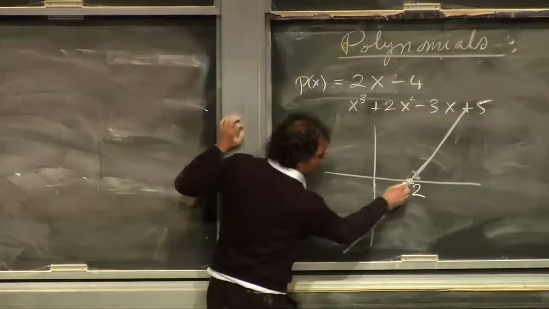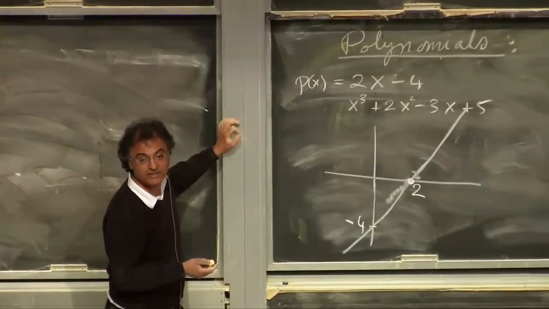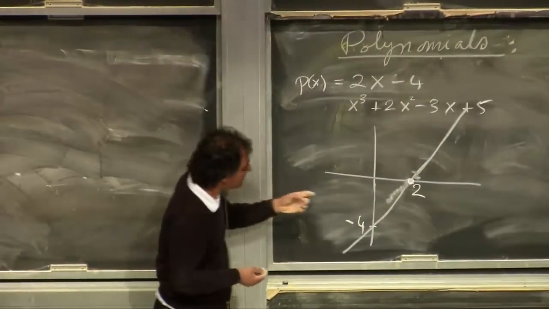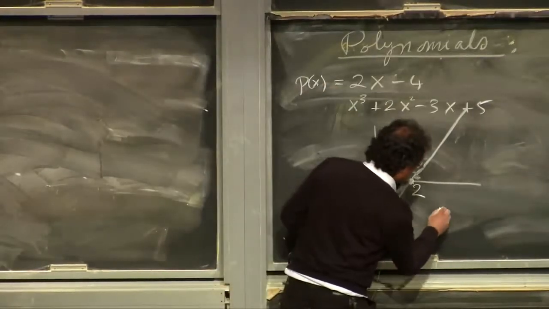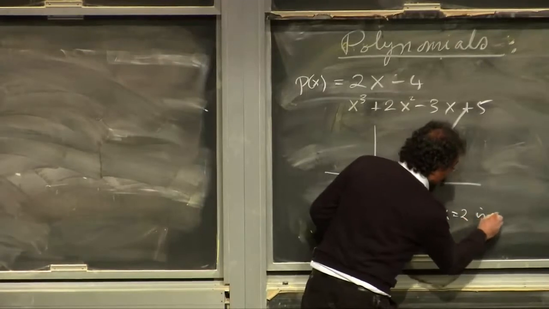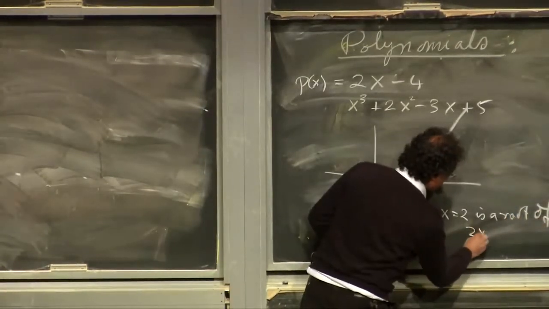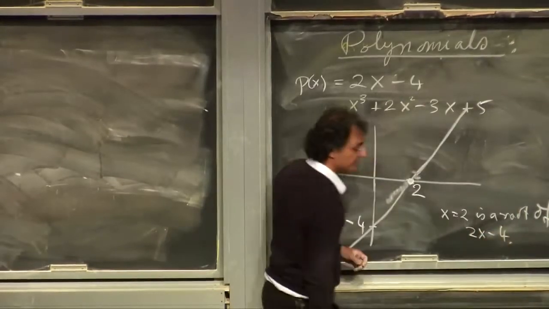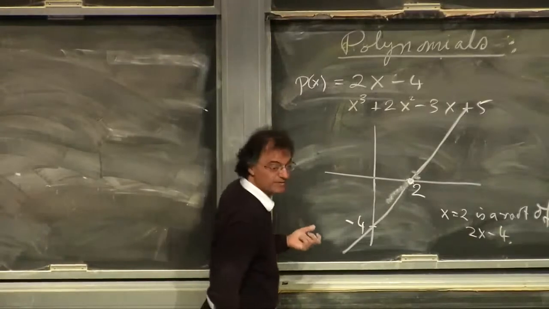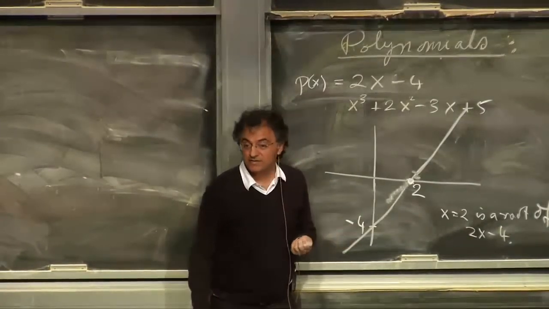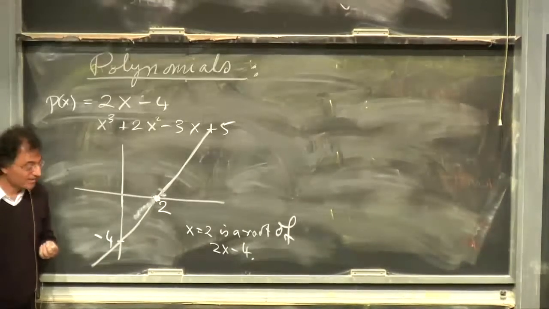So this 2 is called a root of this polynomial, right? It's a value of x at which this polynomial is 0. So x equal to 2 is a root of the polynomial 2x minus 4. Okay. What other property does a line have? I'm sorry? It has one root.